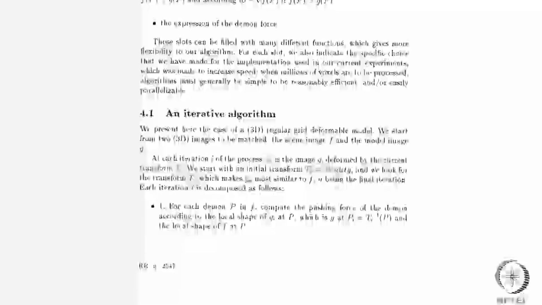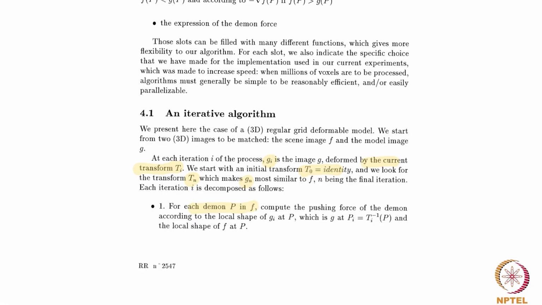So for each daemon P in F, which in many cases is basically the point P, and it's basically all the pixels in the image, or the most relevant pixels in the image. Sometimes there's a lot of black space around the image. Here you can crop that out in both the moving and fixed image, and you can just use whatever is remaining. So most of the pixels in F. So for all the control points, or what I call control points, daemon P in F, compute the pushing force of the daemon, according to the local shape Gi at P.